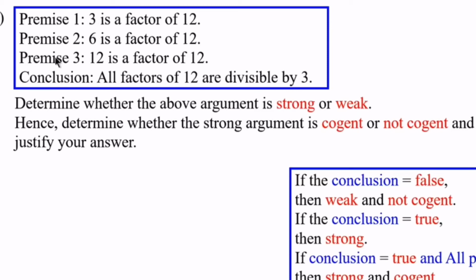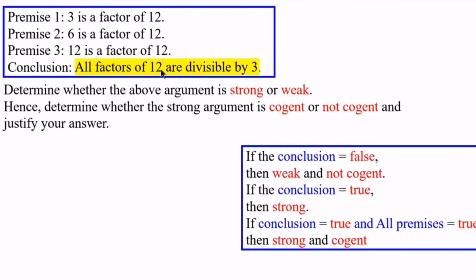So let's have a look at the conclusion, and premise 1, premise 2, and premise 3. We need to analyze carefully before we can decide whether the argument is weak and not cogent, strong and cogent, or strong and not cogent. We want to determine whether the argument is strong or weak, so we look at the conclusion: all factors of 12 are divisible by 3.